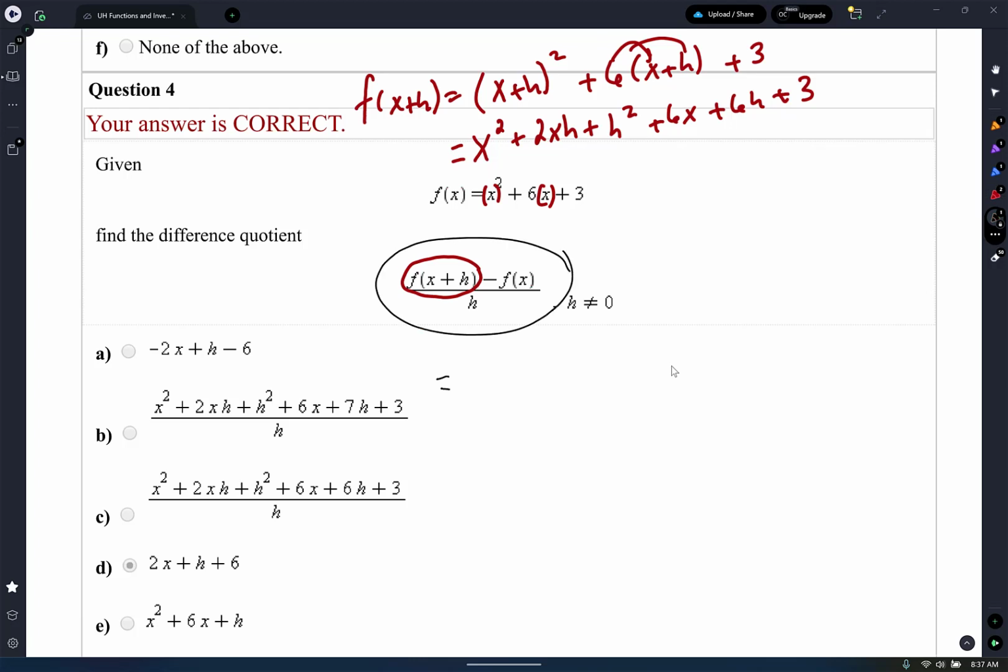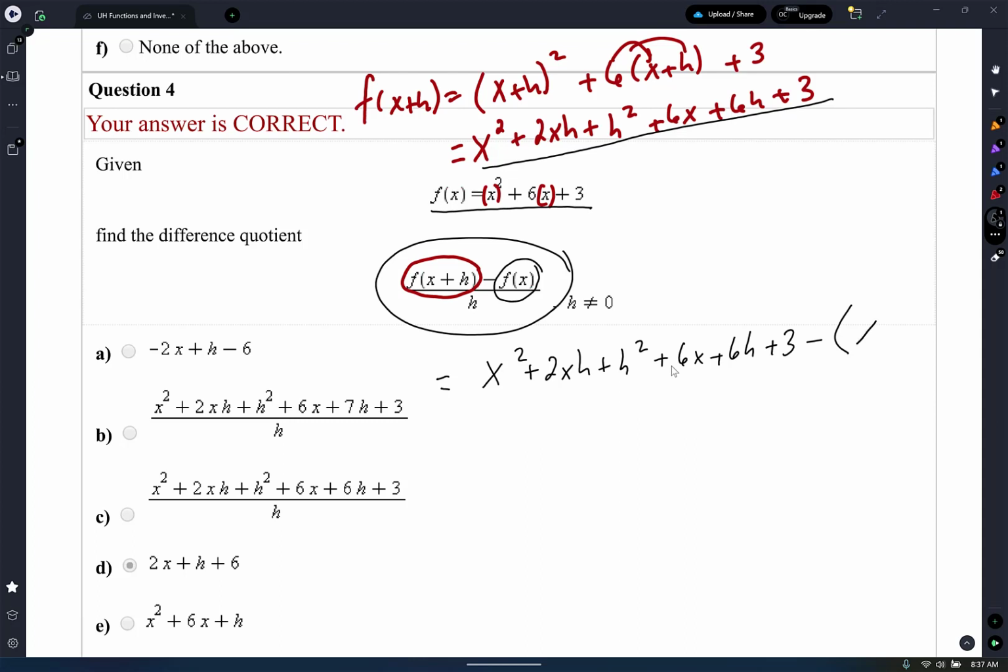So here it is. That in black, f of x plus h is all this. So I'll write x squared plus 2xh plus h squared plus 6x plus 6h plus 3 minus, open parenthesis, f of x. F of x is just this expression again. X squared plus 6x plus 3, close it. All this is over that one single h. Catch up to there.